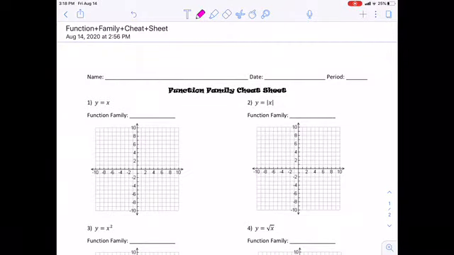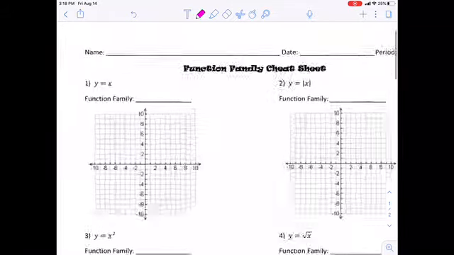All right, today we're going to be filling in this function family cheat sheet. So this is a bunch of function families that we're going to be referencing throughout the year. As you graph these points with me, you're going to want to make sure that you graph these function families accurately, with points in the correct place.